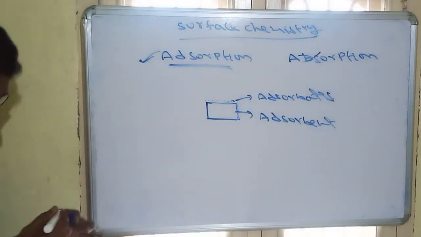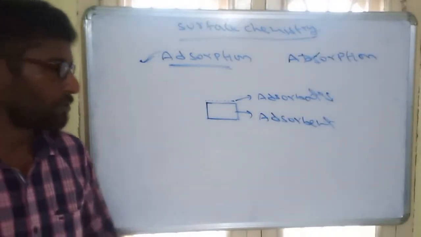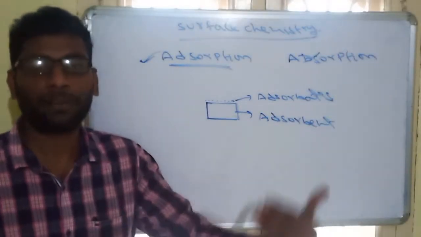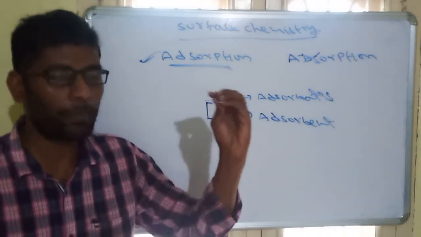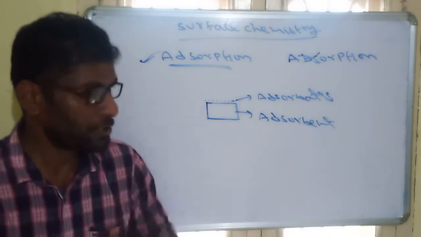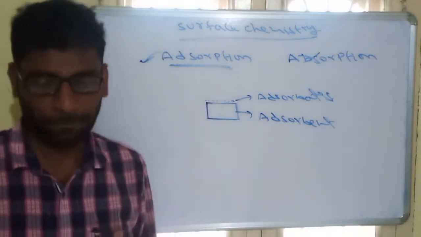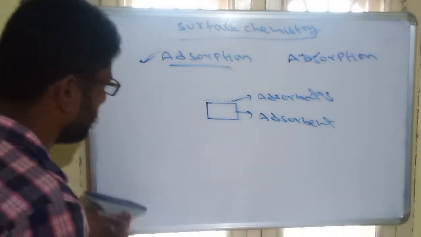And the particles which are occupying are called adsorbate. So one is the adsorbent, one is the adsorbate. The adsorbent is the surface providing material, the adsorbates are the occupying particles. So adsorbates will occupy on the surface of the adsorbent, and this process is called adsorption.